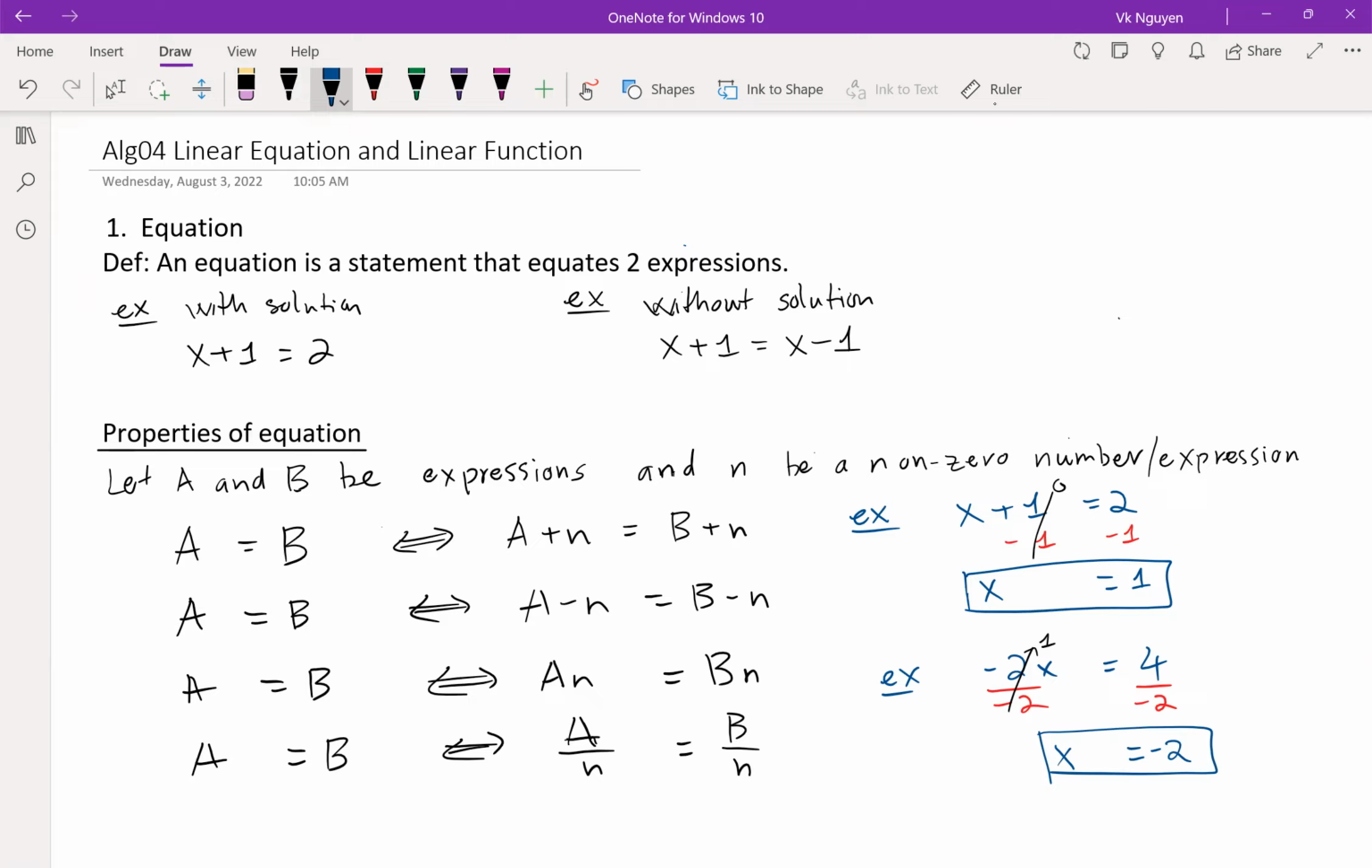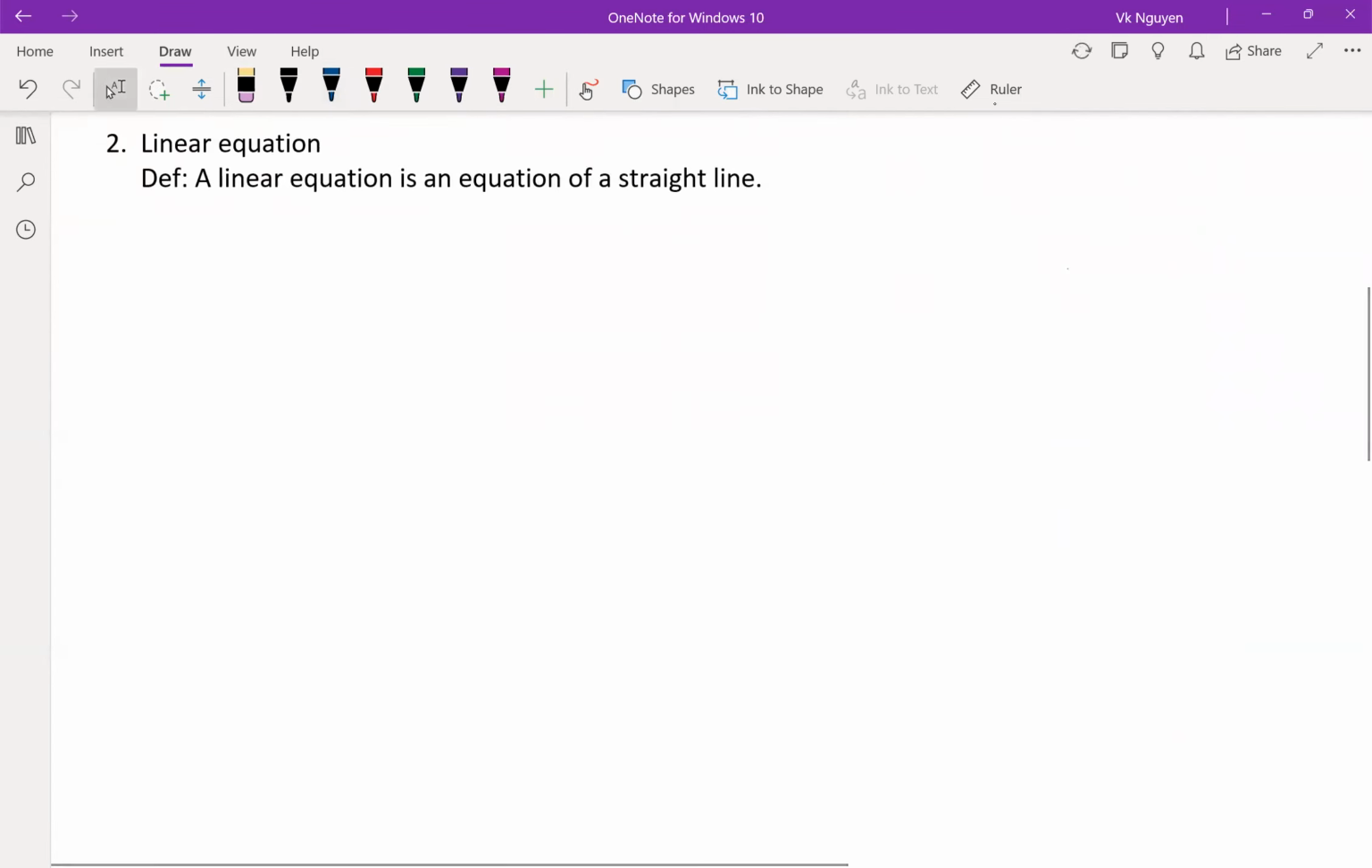Let's move on to linear equation. A linear equation is an equation of a straight line because linear means straight. Now let's take a look at how we derive a linear equation.